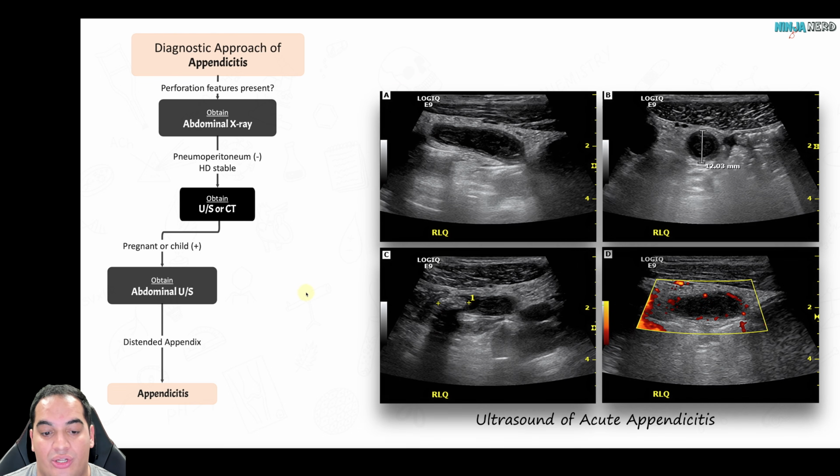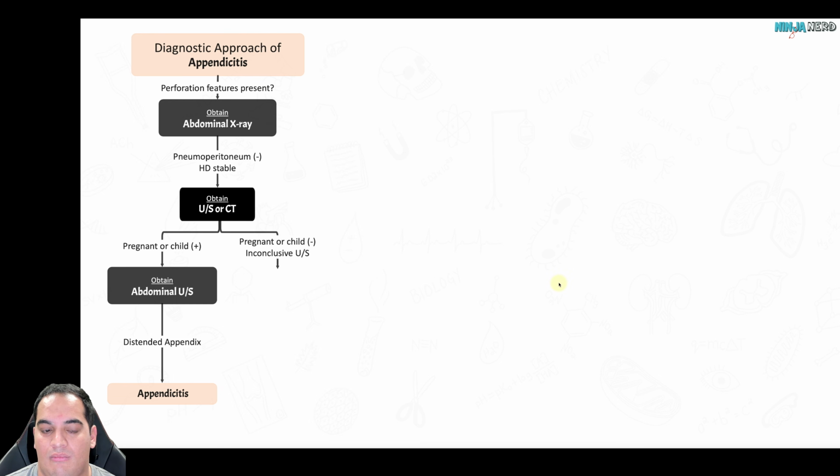And these are actually pretty good. They can definitely identify areas of a lot of appendix thickening, a lot of inflammation of the appendix, distension. And so this is a really good test at being able to identify appendicitis, especially in that particular population.